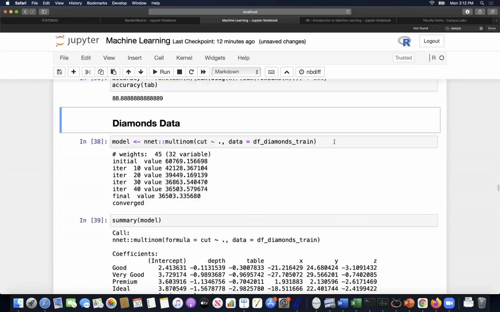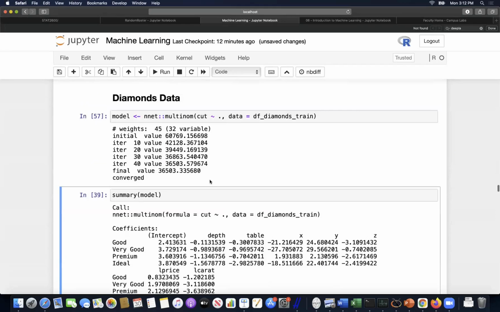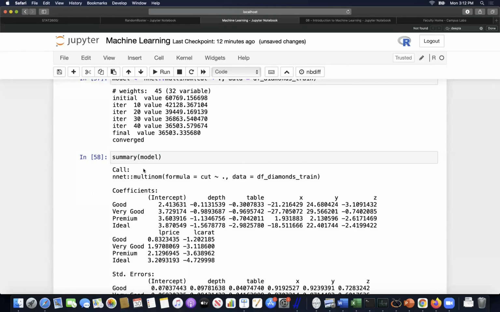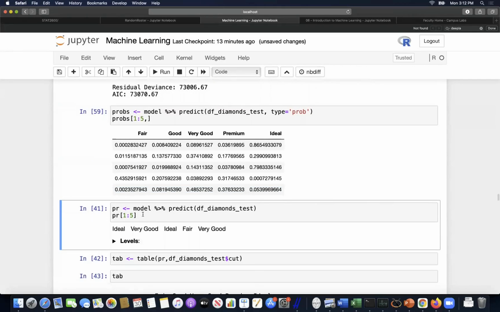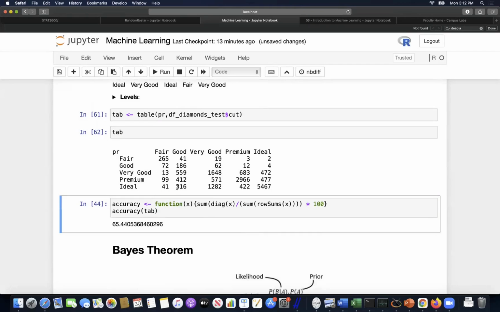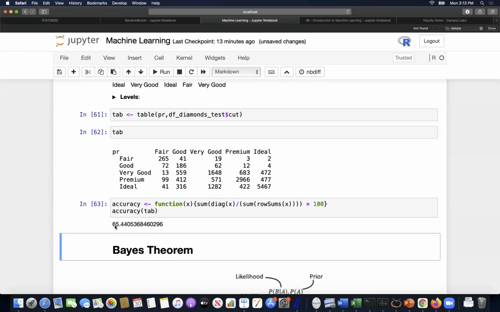You can do the same thing for the diamonds data. That one is more complex, that's why it's taking more time. Then you do exactly the same thing. For the diamonds data, you have 5 classes, so your confusion matrix is going to be bigger. And then because it's a tougher data set, your algorithm is making more errors. In the end, the accuracy is 65.44. So this was a quick recap of what we did last session.